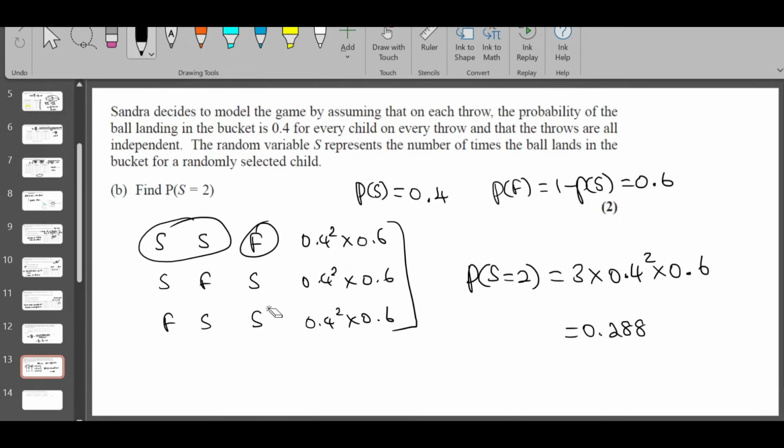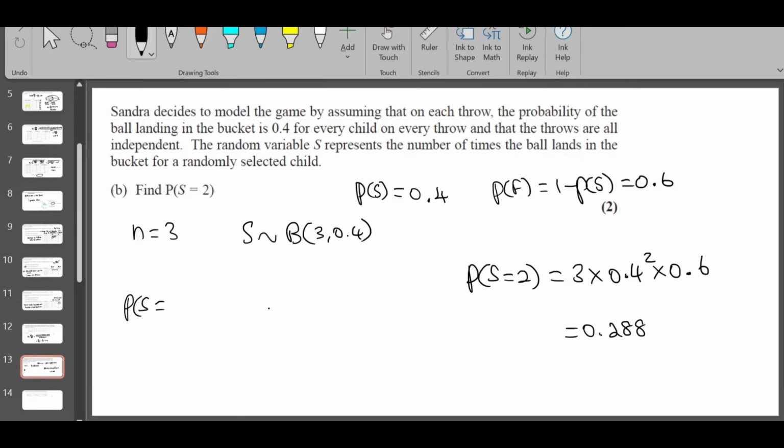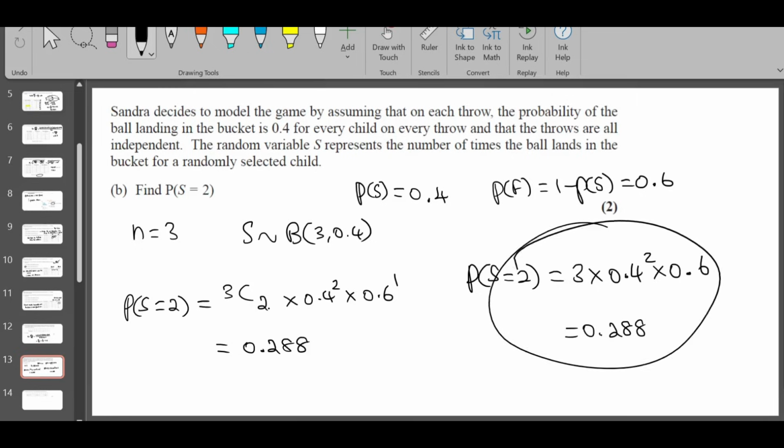0.288. How do we use the binomial distribution here? There are 3 throws, so n is equal to 3. S follows a binomial distribution of 3, probability of success. So P of S equal to 2 is nC2 success power 2 failure power 3 minus 2. You will get the same answer. That's binomial distribution basically. What we are doing here is binomial distribution, but we are writing out each combination.